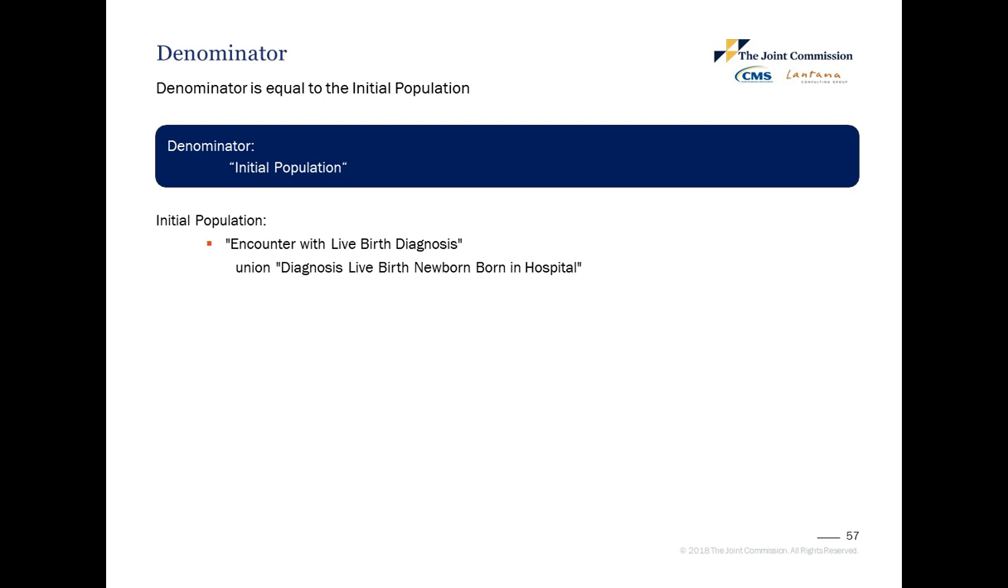On slide 57, once the patient qualifies for the initial population, the process moves to the denominator. For this measure, the denominator is equal to the initial population as shown here in the dark blue box.